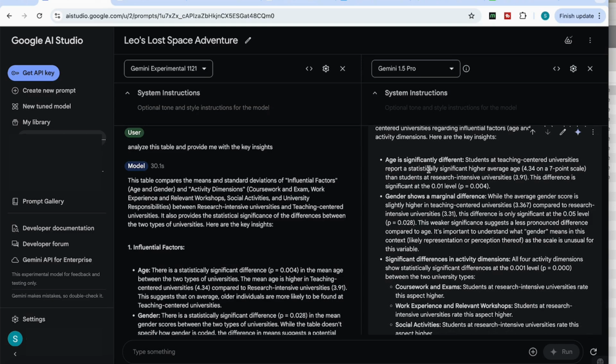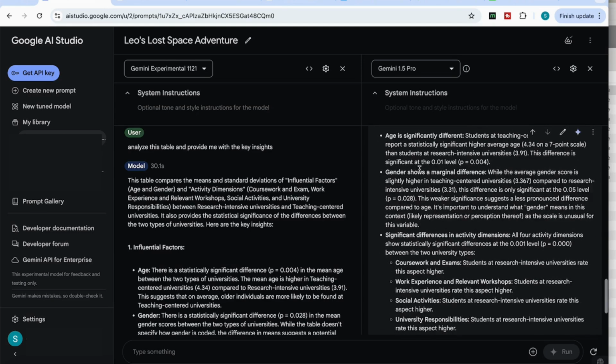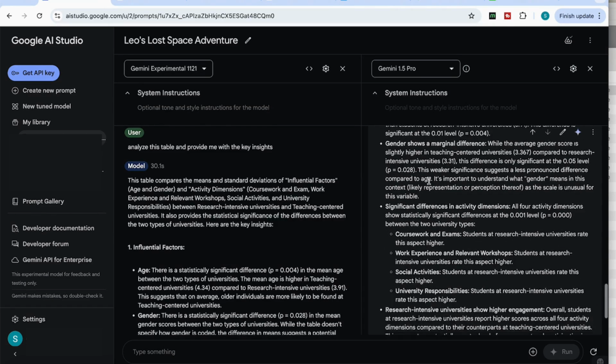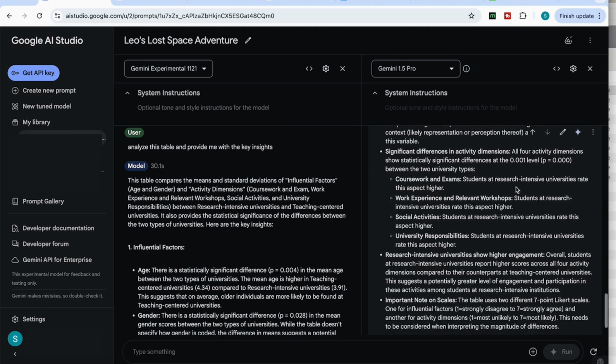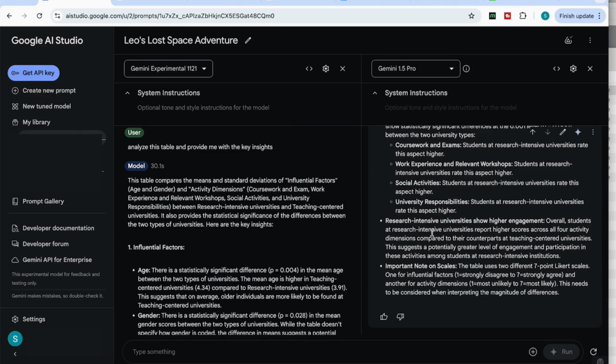And here are the key insights. It talks about the age being significantly different. Gender shows a marginal difference. We've got significant differences in all four activity dimensions, so statistically significant differences at the 0.001 level. It talks about the research-intensive universities showing higher engagement, which is correct.